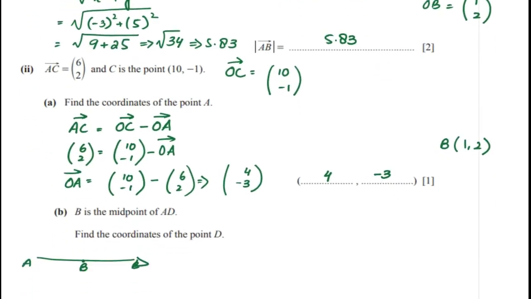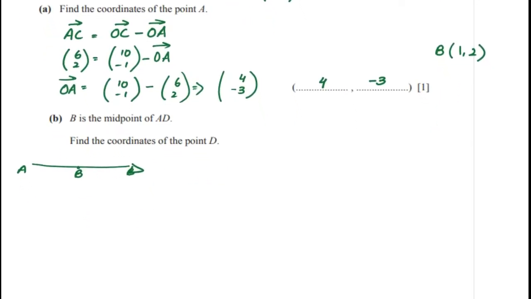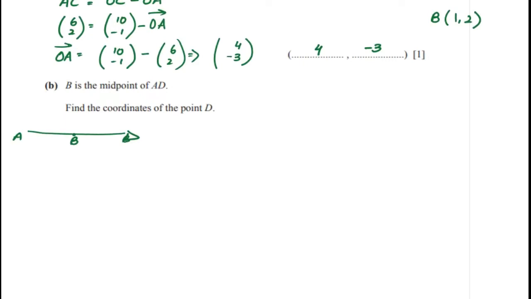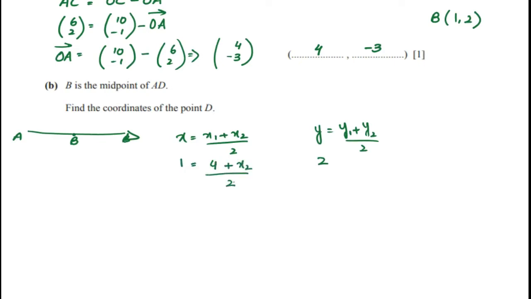Now we can use the midpoint formula to find the coordinates of D, because they are saying that B is the midpoint. So if we apply the midpoint formula, x is equal to (x1 plus x2) upon 2 and y is equal to (y1 plus y2) upon 2. So A and D are the corners and B is the midpoint. So B is the value of x and y. So here we will write 1 and this is 2. Then x1 is the coordinate of A, this is 4, plus x2 upon 2. x2 is the coordinate of D.